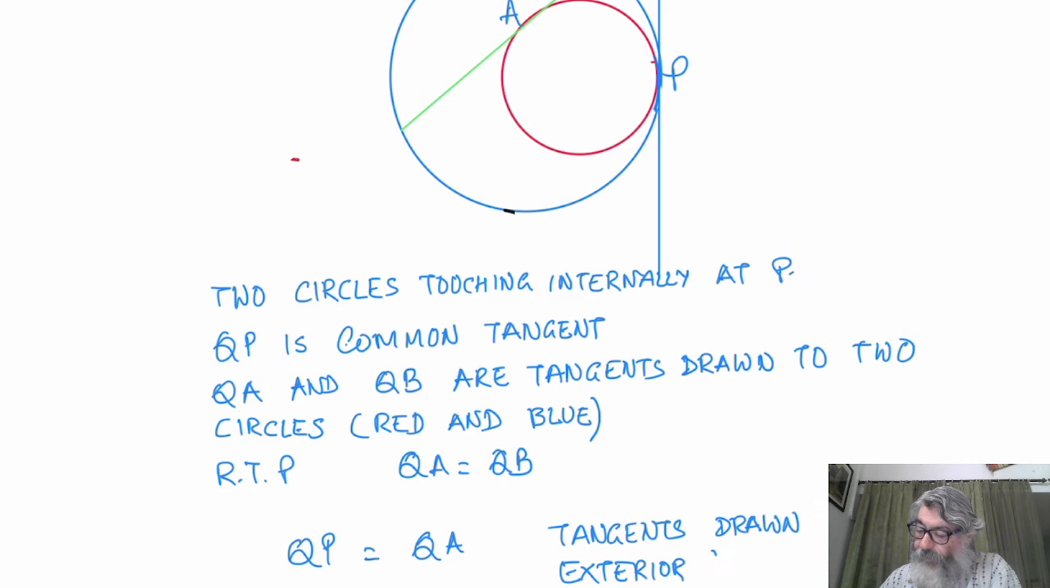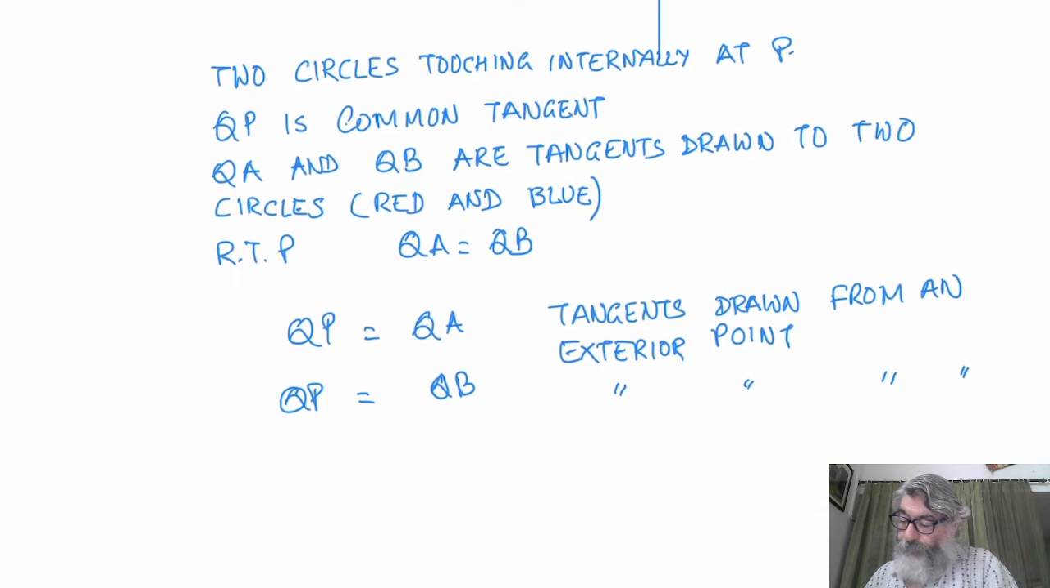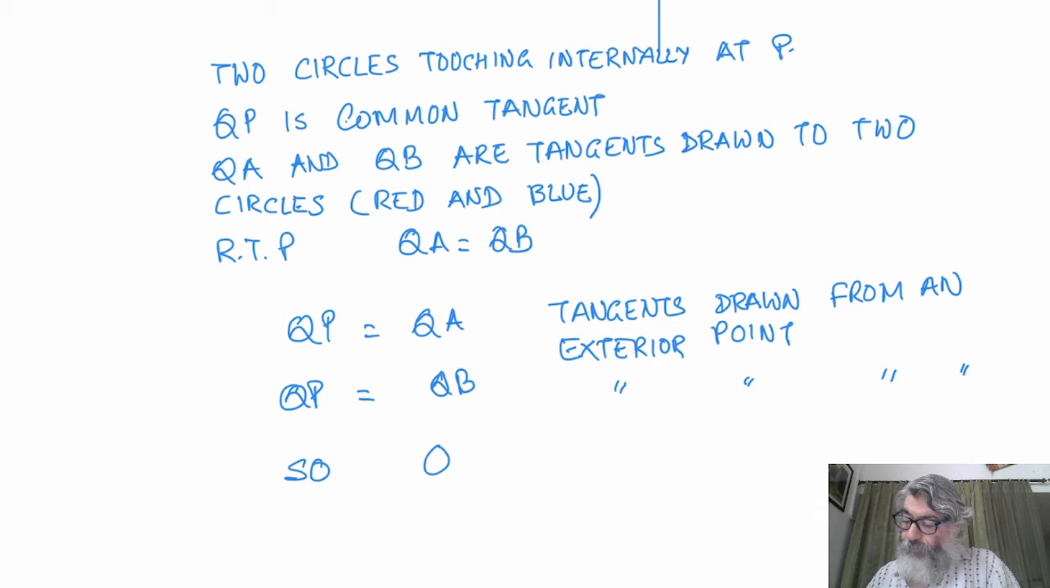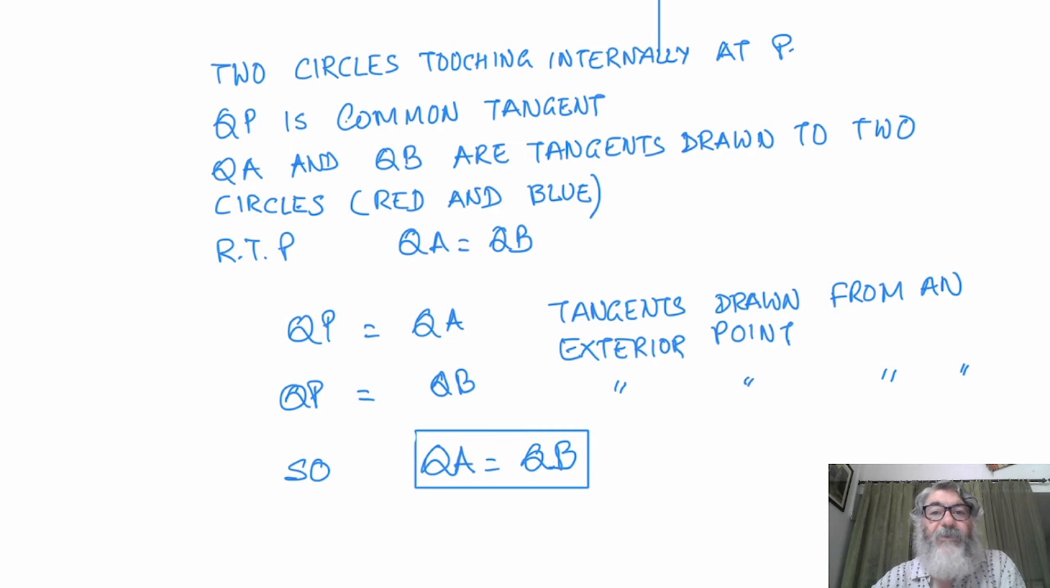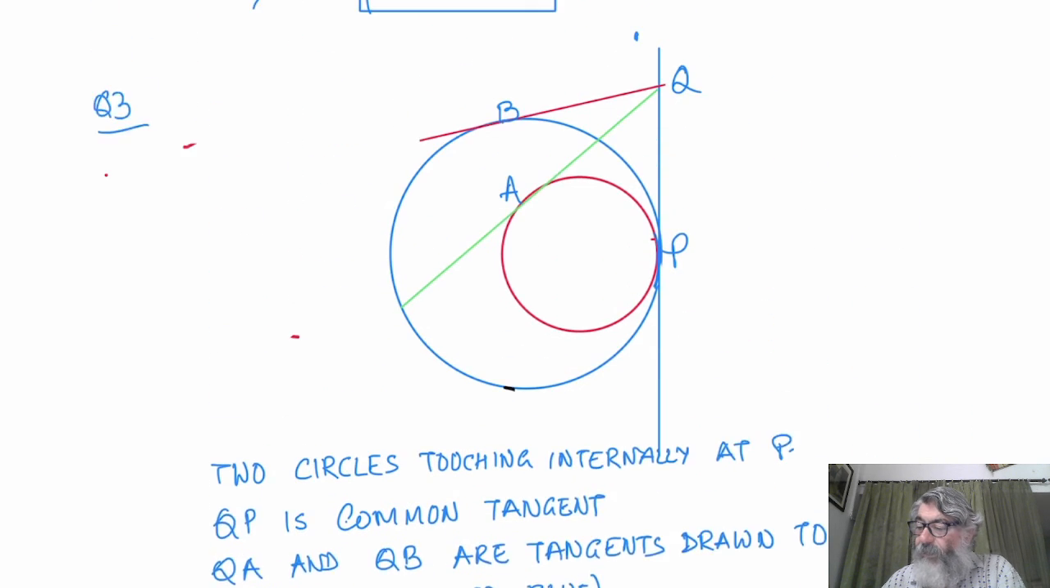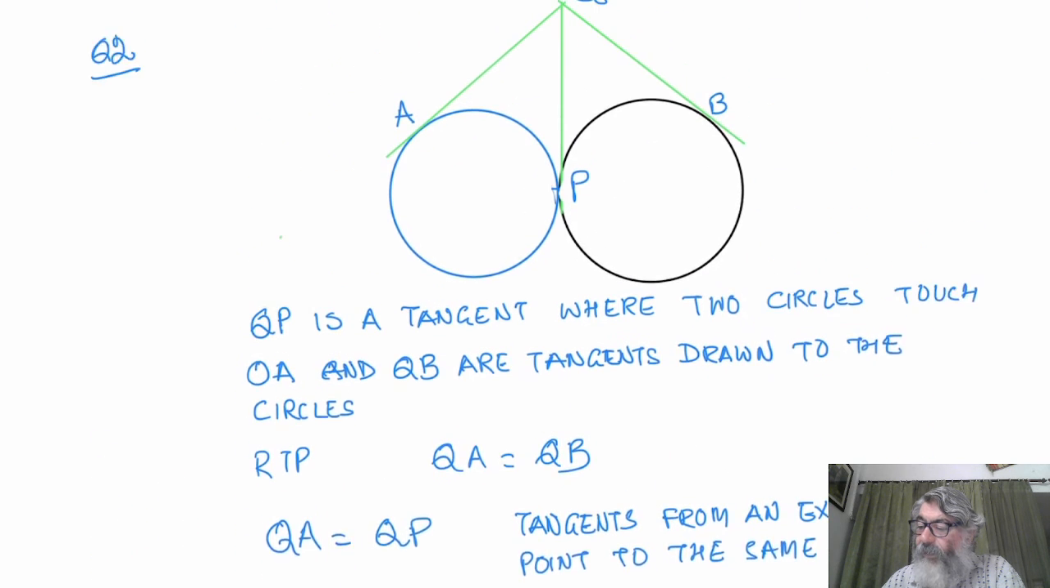Similarly, I will say QP is equal to QB, the same thing, tangents drawn from an exterior point. So QA will be equal to QB, because both are equal to the same line, so obviously they are going to be equal to each other. The property which we are using is that tangents drawn to a circle from an outside point are of equal length.